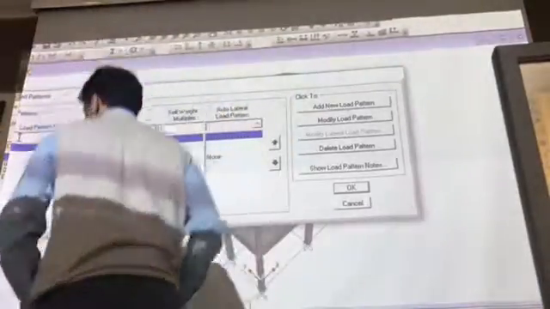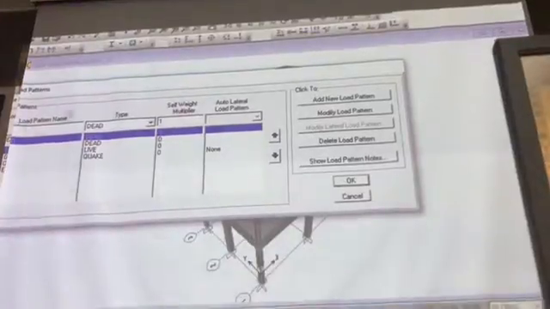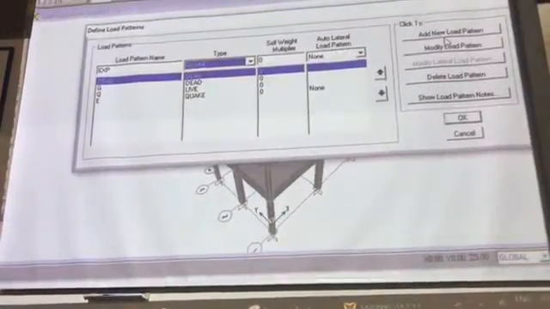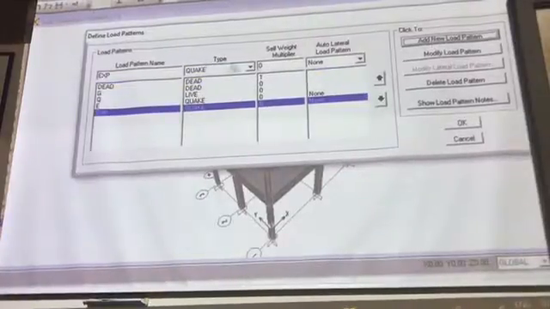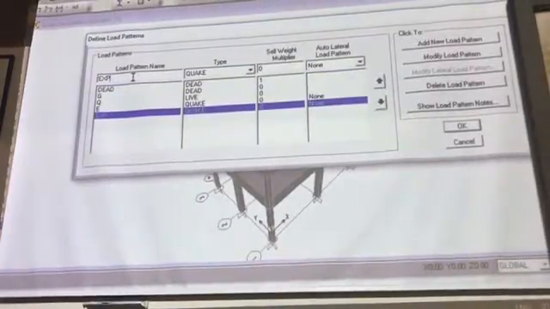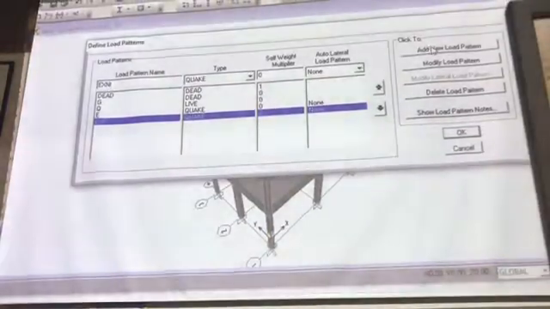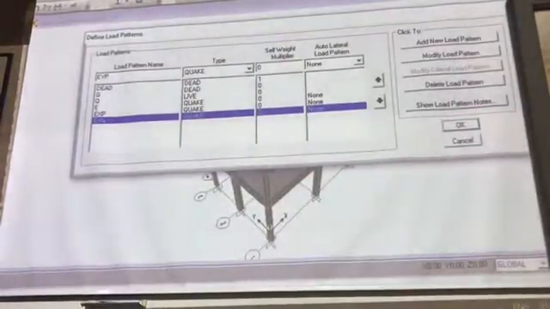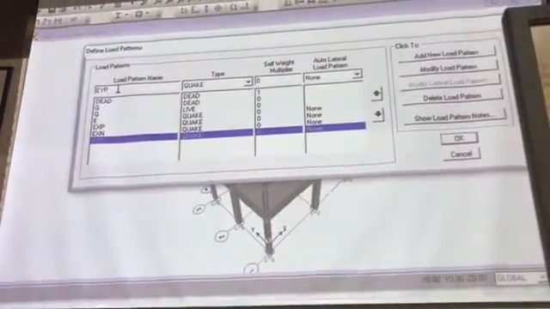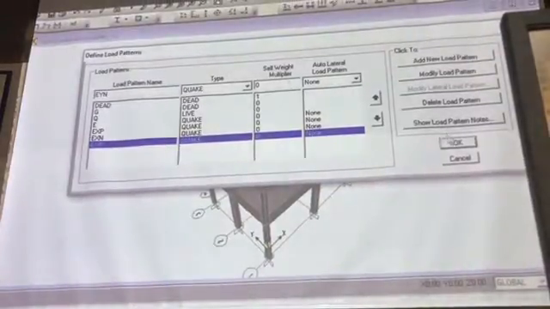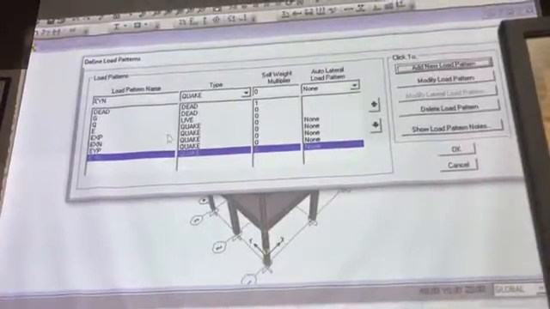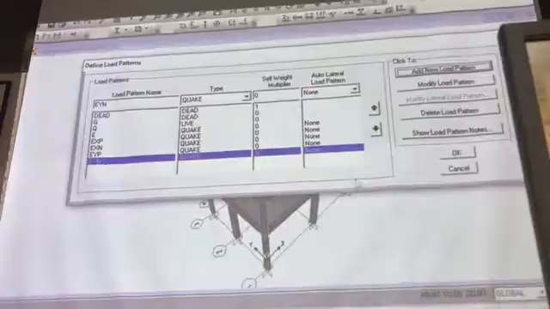Now, EXP. I will define EXP and select wave. And I will define EXN, for example. Then EYP, EYN for negative eccentricity. Okay. EXP, EXN, and EYP, EYN.